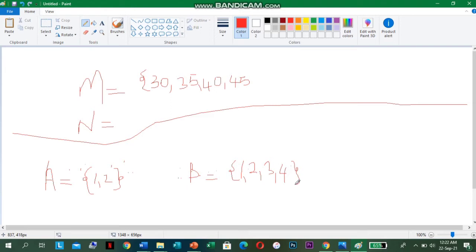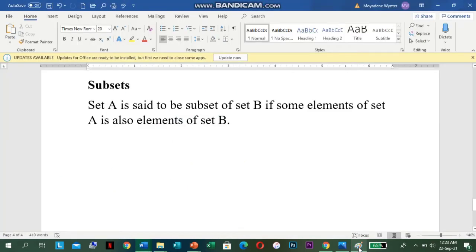All right. So you tell me now, is A a subset of set B? Is A a subset of set B based on the definition that you have read? If you want to look back on the definition, here you go. Set A is said to be a subset of B if some elements of set A are also in set B.